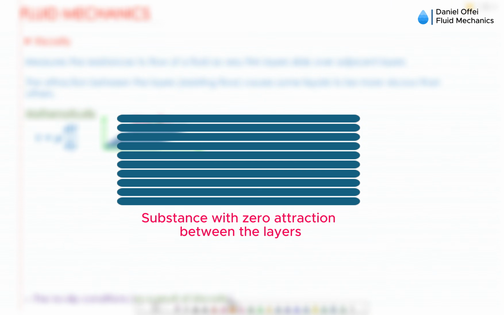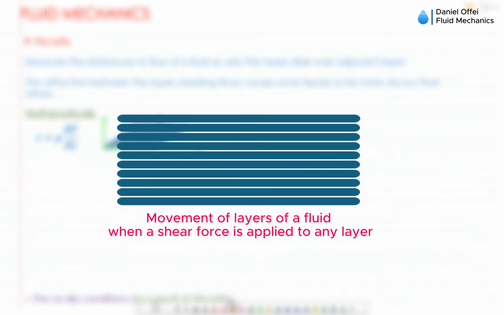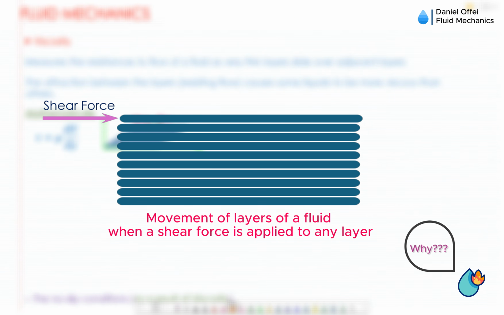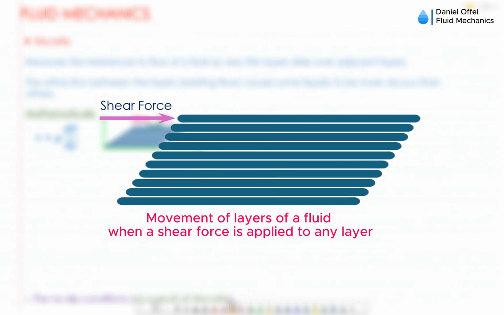So here we have a substance that is arranged in layers, but there is no force of attraction between the layers. Any applied shear force will just move that particular layer without affecting the rest of the substance. Fluids, however, have some force of attraction between their layers. Therefore, when one layer moves, it pulls the rest of the fluid along with it. And we are going to base on this idea to define viscosity and how it works in different fluids.